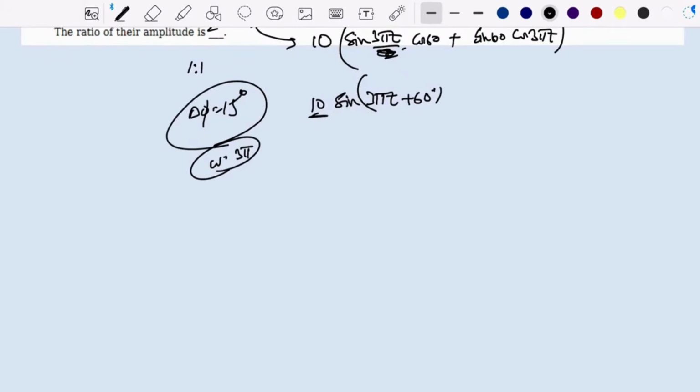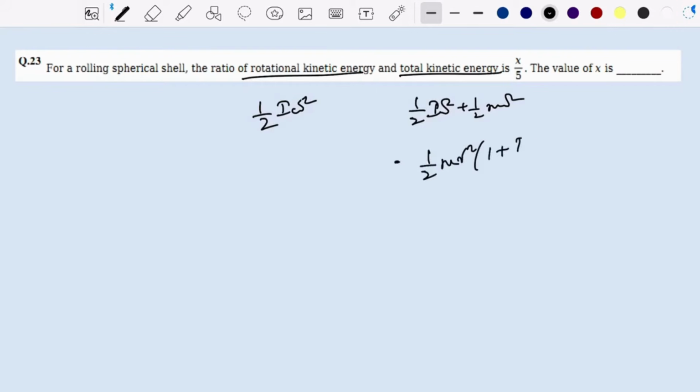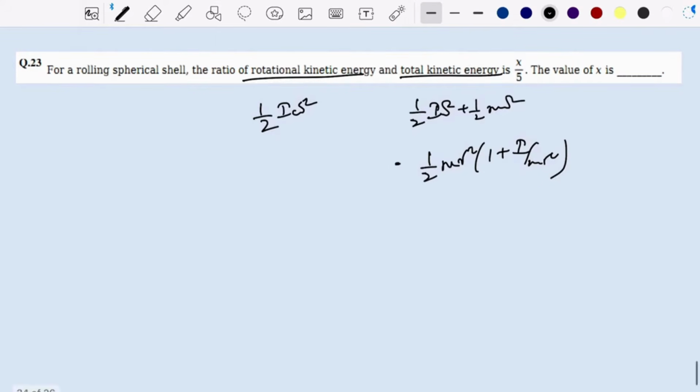Moving on. For rolling a shell, the ratio of rotational kinetic energy to total kinetic energy. Rotational kinetic energy is half I omega square. Total kinetic energy is half I omega square plus half mv square, which will in short become half mv square into 1 plus I by mr square. There's this factor which keeps popping up everywhere. Linking both of them, I get the answer as, its moment of inertia will be 2 by 3 times mr square, so I by mr square is going to be 2 by 3. So I'll get an answer as 2 by 3 by 1 plus 2 by 3, which is 2 upon 5. So value of x will be 2.